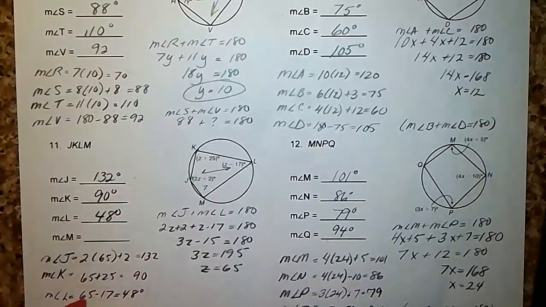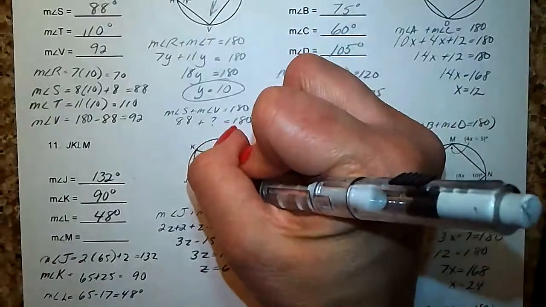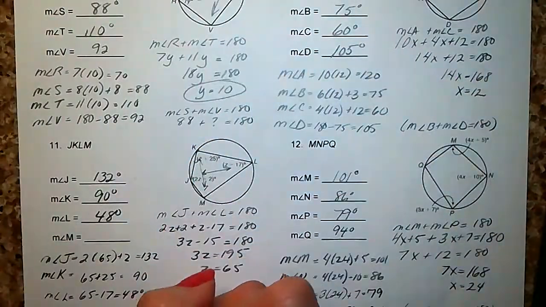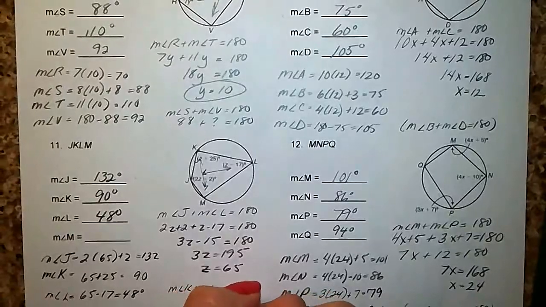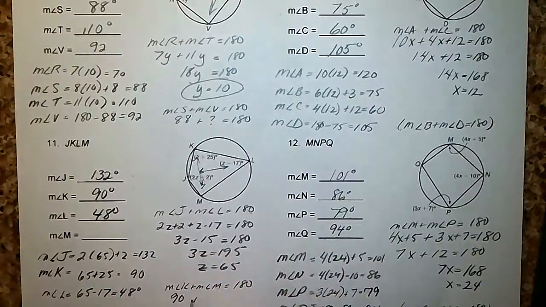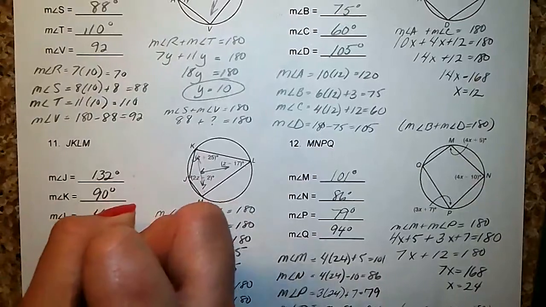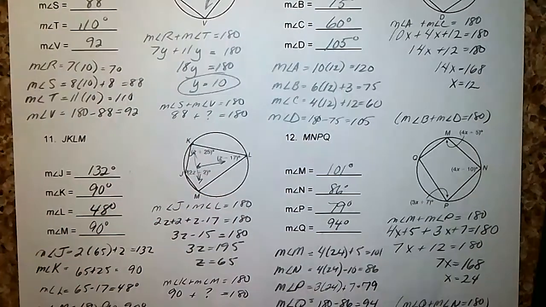And then finally, there's the measure of angle M. We have to know K in order to find M. The opposite angles there will be supplementary. So the measure of angle K plus the measure of angle M equals 180. I know K is 90. I don't know the measure of angle M, but if I take that 180 minus 90, I will get 90 for that answer there. Okay, so that's how you find all those.